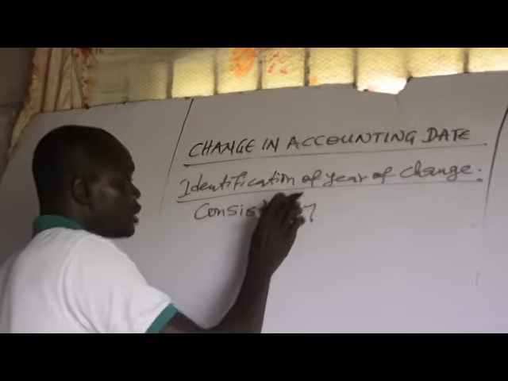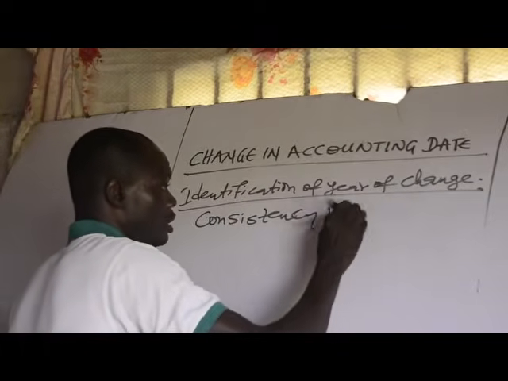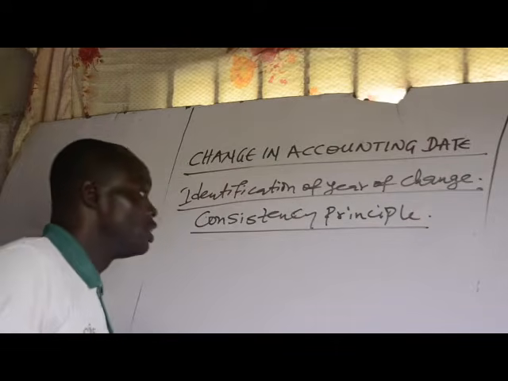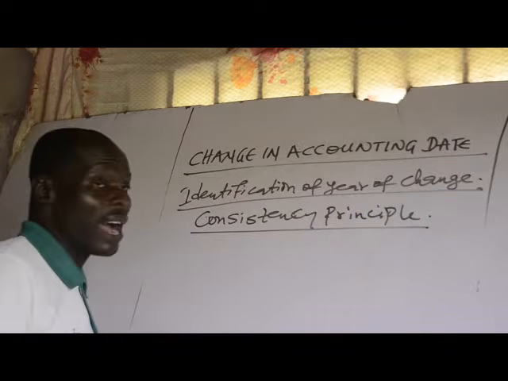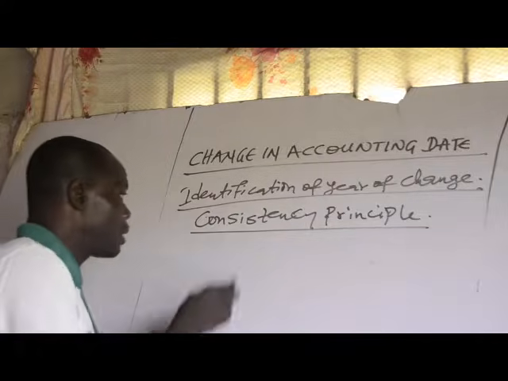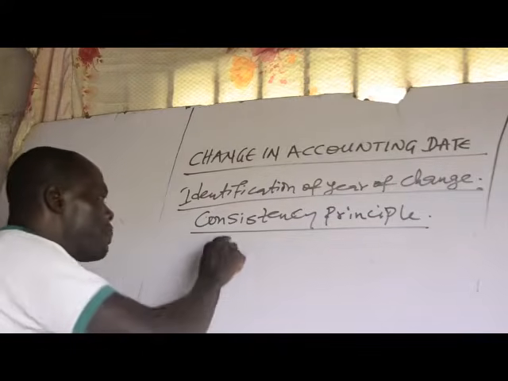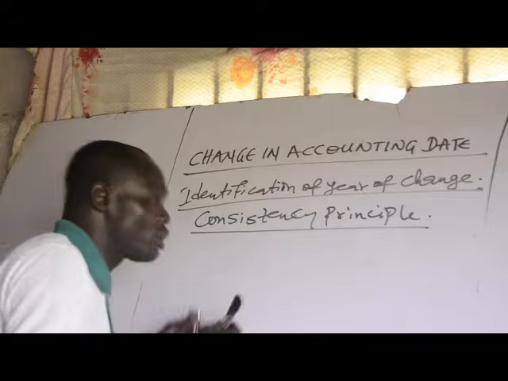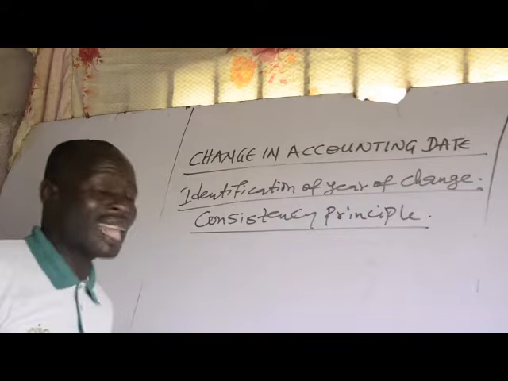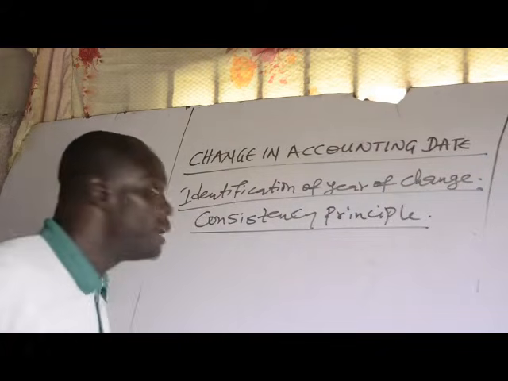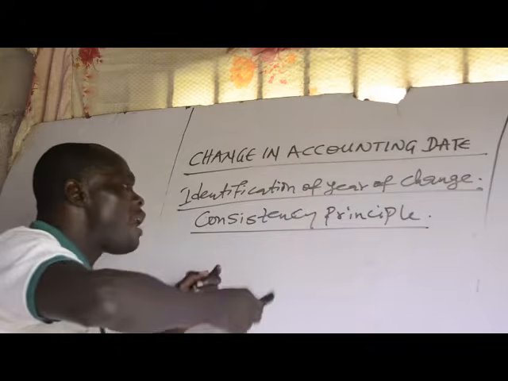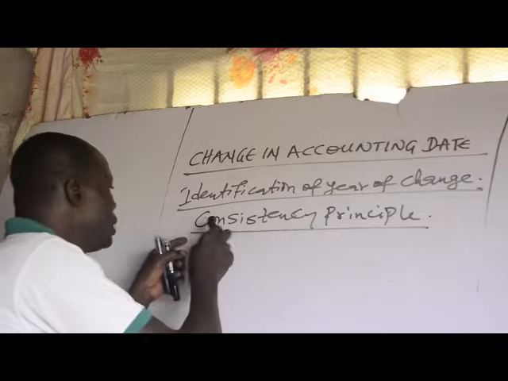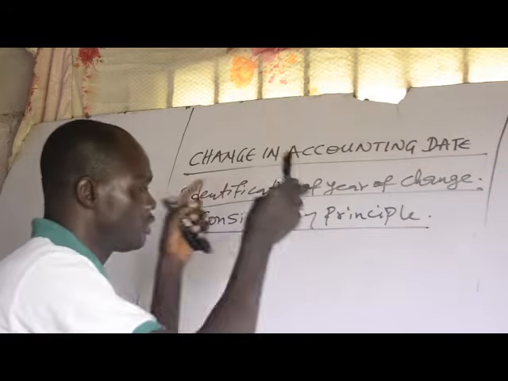Consistency principle. That is the principle used in identifying the year of change. By consistency principle, it means once a period has been selected, that period must be followed consistently. That means any year the business fails to use the old period they have been using, that year is the year of change.